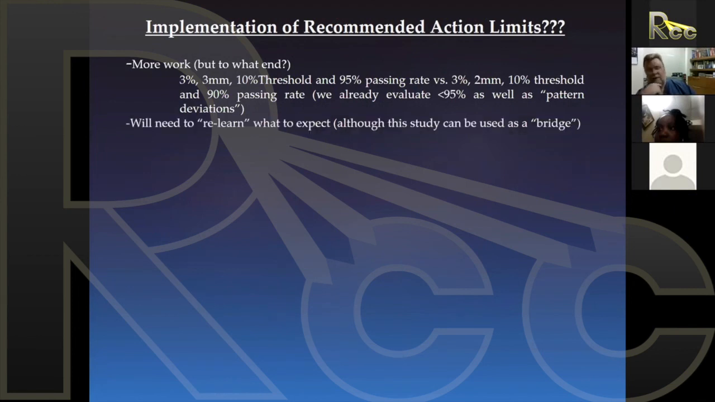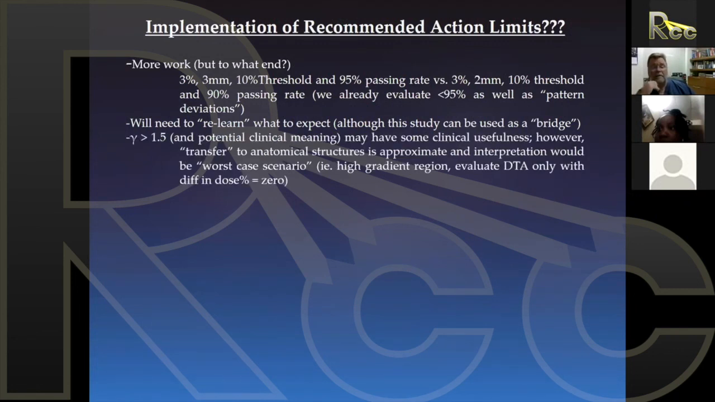But we decided we would want to do it. We would need to relearn what to expect. Although this study could be used as a bridge, we wanted to know what we're going to be looking for now that we dropped to 3%, 2 millimeter, 10% threshold. There may be some reasonable information when looking at gammas of 1.5 and how many pixels are at this degree of failure, where they are, but they do typically represent the worst case scenario.